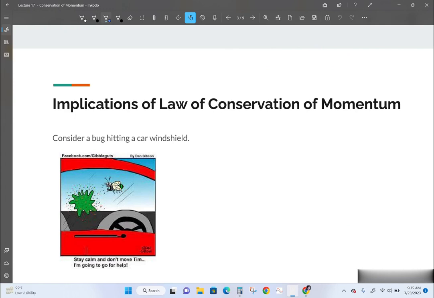So consider a bug hitting a windshield. So here's the windshield, here's the bug. The force on the bug is equal and opposite to the force of the car on the bug. So if the bug hits the car, the car is going to hit it equal and opposite. And the amount of time that it happens for is going to be the same. So the impulse is equal.